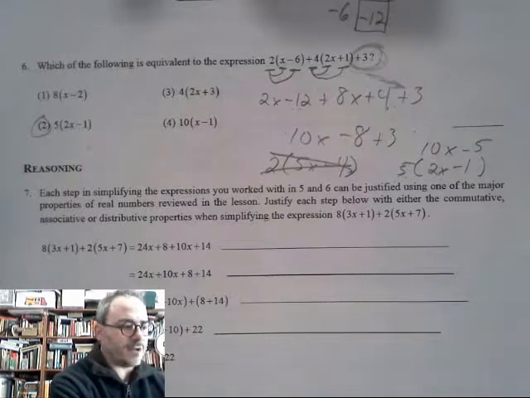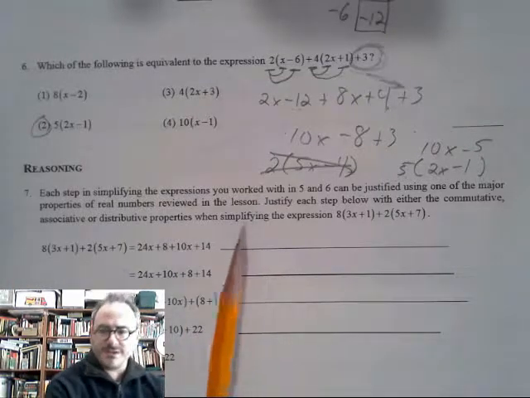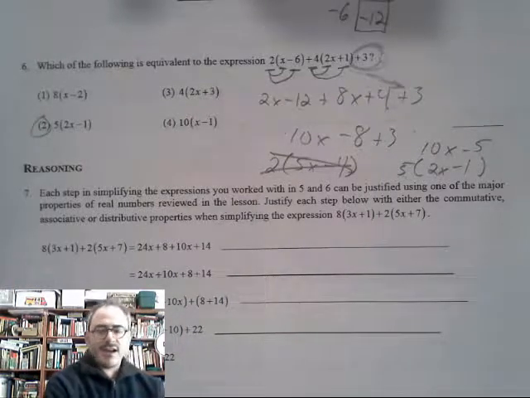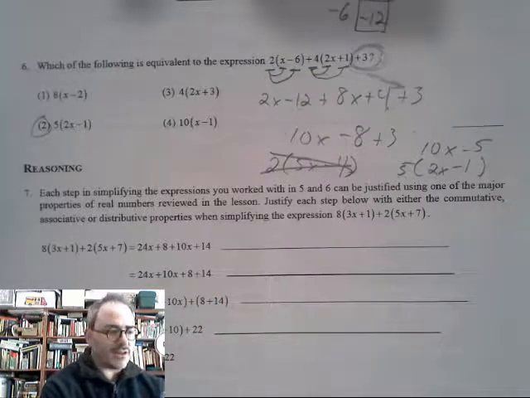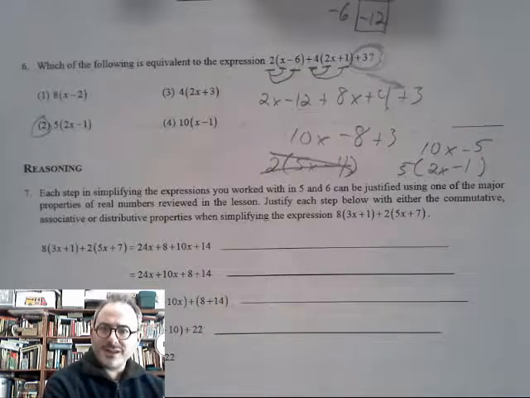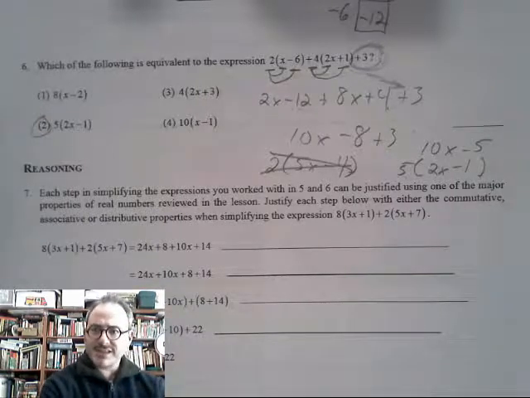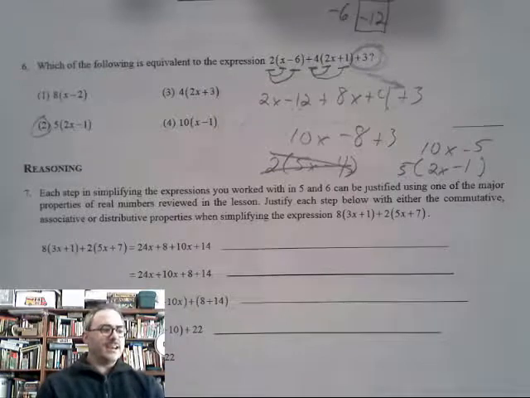This one here. For each step, I want you to give me the commutative, associative, or distributive property for each step here. What do you think is going to go on? You know what? I'm going to let you do this one on your own. We're at 32 minutes. I think we're going to wrap it up for the day. Do this last one on your own. I think you can handle that.